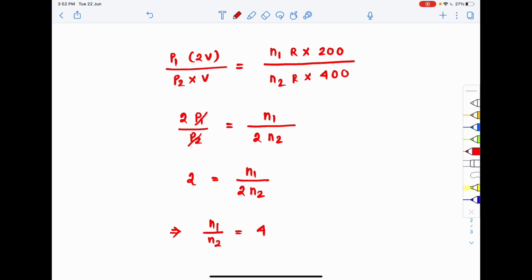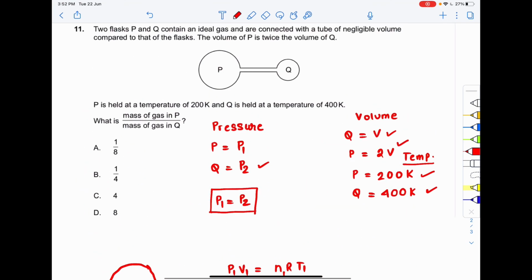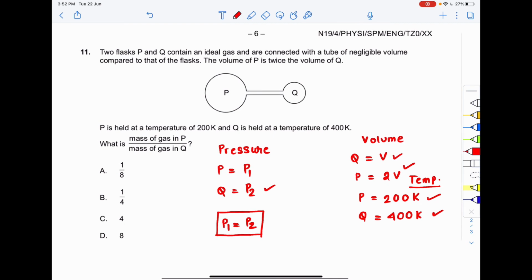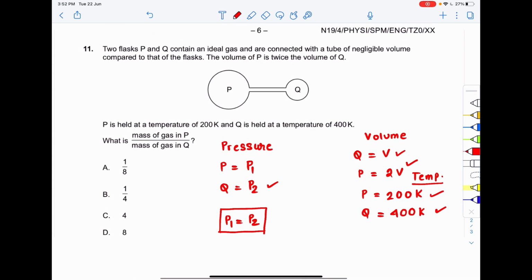N1 is the number of moles in flask P and N2 is the number of moles in flask Q. We know that N1 by N2 is also equal to the mass ratio, so the mass of the gas in flask 1 divided by the mass of the gas in flask 2 is M1 by M2, which is equal to 4. So the mass of the gas in flask P divided by the mass of the gas in flask Q is 4. The correct option to question number 11 is option C, 4. I hope you got the question.